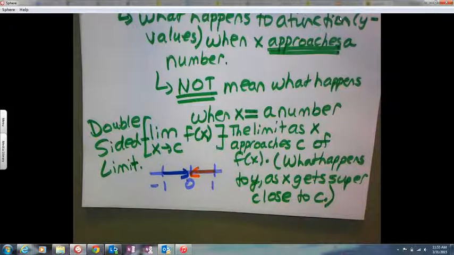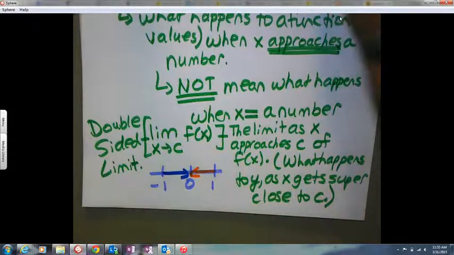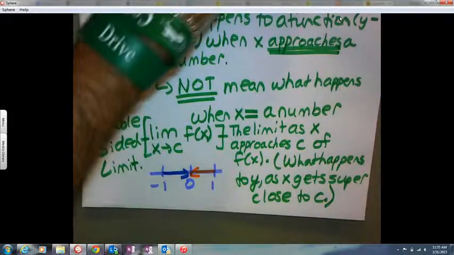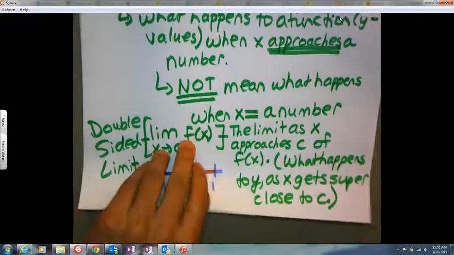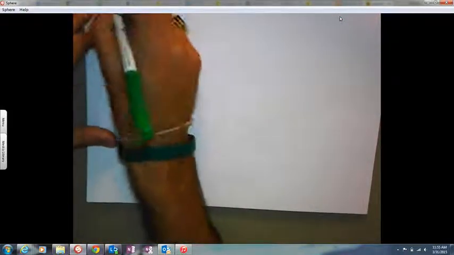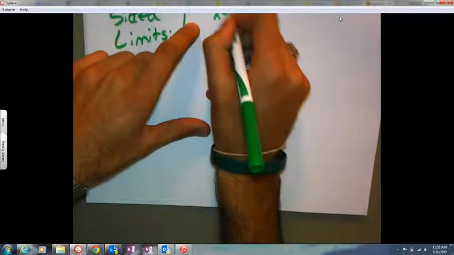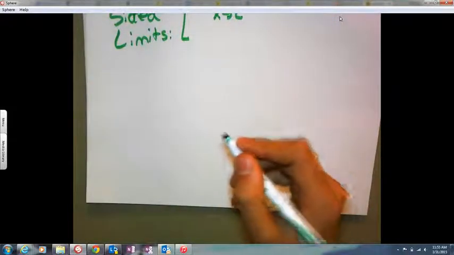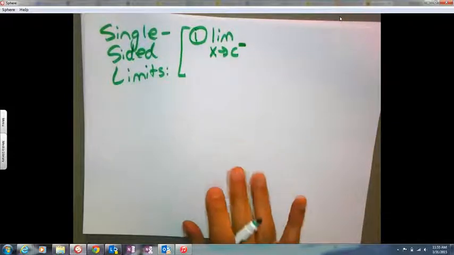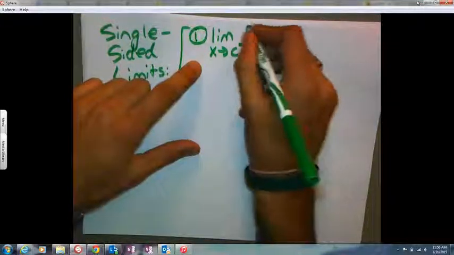This is called a two-sided limit. That is in sharp contrast to the single-sided limits. The first one is limit as x goes to c, with a minus sign here. Don't think of it as a negative though. Think of it as meaning left. So this is a limit as x approaches c from the left.